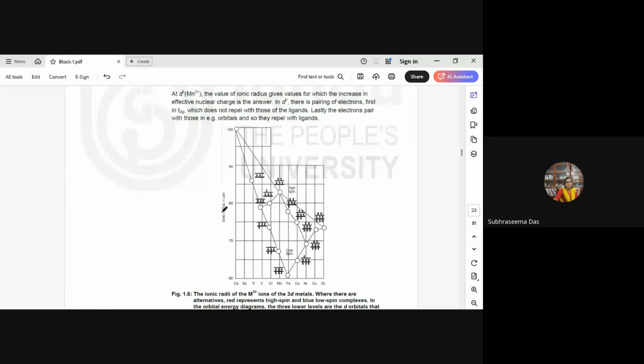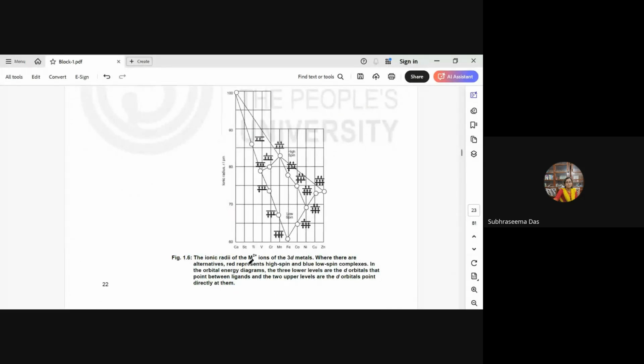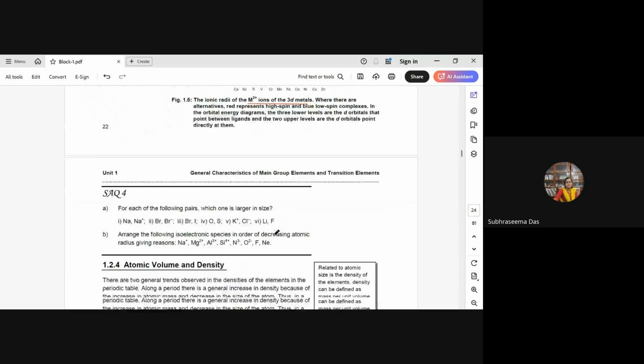In figure 1.6, the ionic radii of M2+ ions have been shown. Particularly for the 3d metals, we know that they form different types of complexes. Because of the change in the radius of these metals, we find that they form high spin, low spin, and different types of complexes.